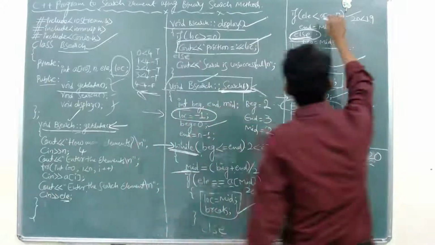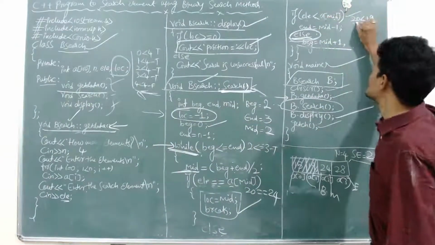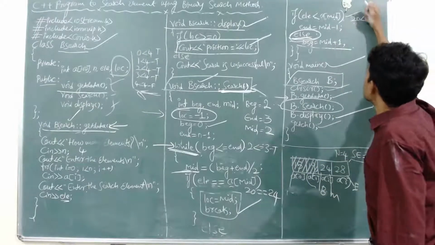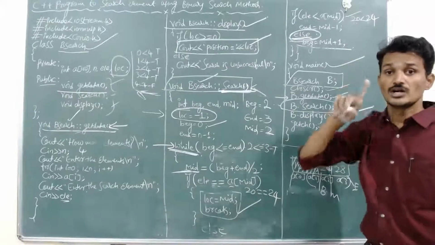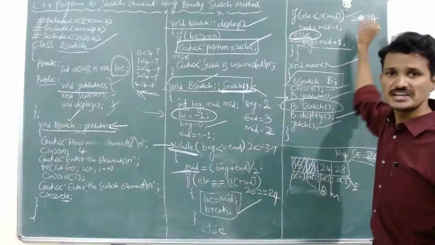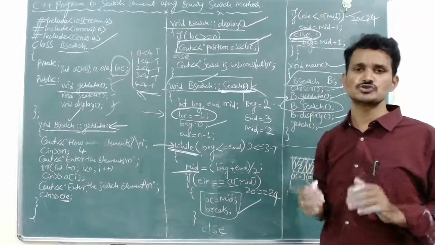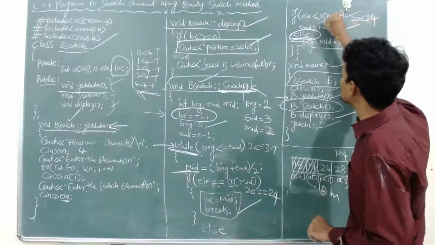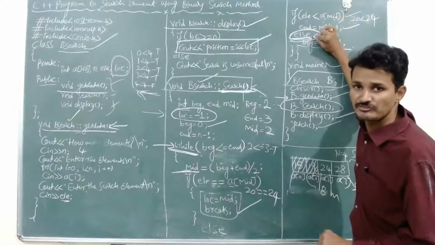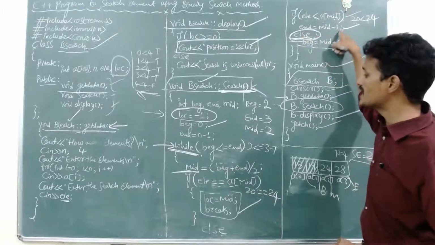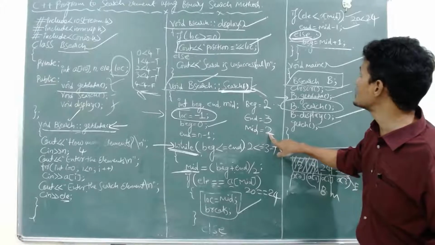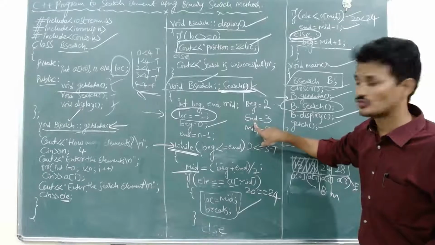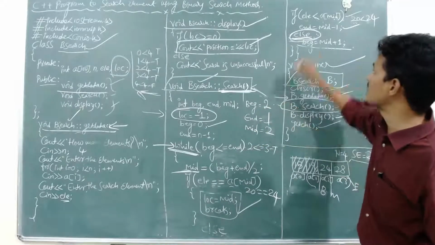After the else block means here. If element is less than A of mid, element is 20. A of mid means A of 2. What is the value stored in A of 2? 24. So I am going to substitute the value as 24. 20 is less than 24. Yes, it is true. True means I am going to execute this statement before the else. End is equal to mid minus 1. Mid is 2. 2 minus 1 is 1. 1 is assigned to end.